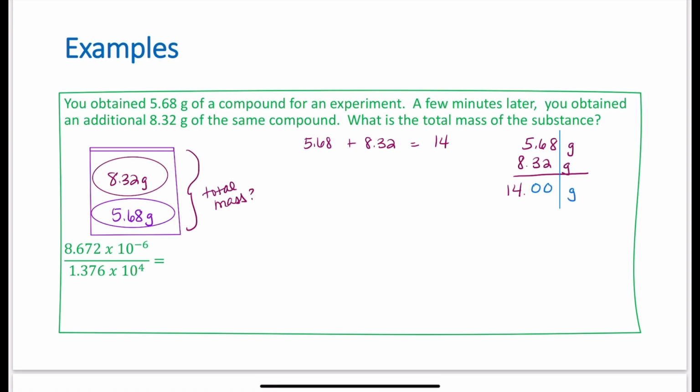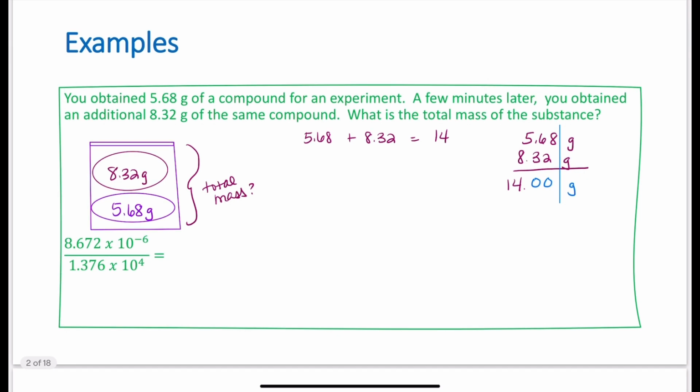The other way to do it is to look, because I'm doing addition, I'm looking at precision of the measurements. Again, addition, subtraction. Ask yourself, how precise is my measurement?